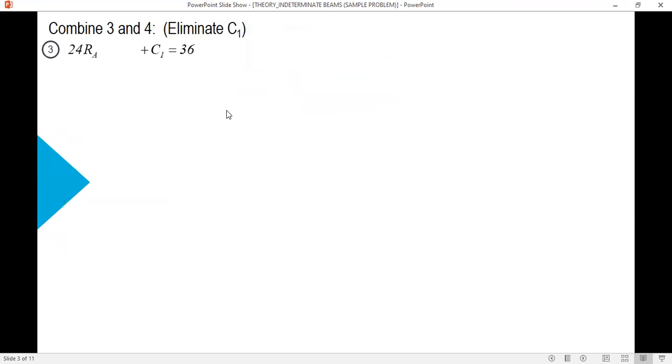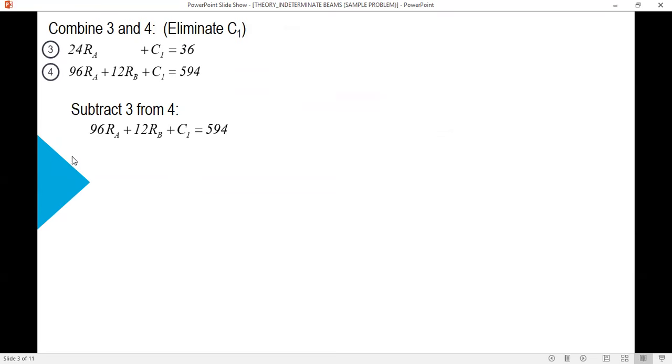So combine 3 and 4 and then we eliminate C1. So we subtract 3 from 4. So 4 minus 3, and C1 cancels. 96 minus 24, it's 72 RA. 12 RB. 594 minus 36. It's 558.